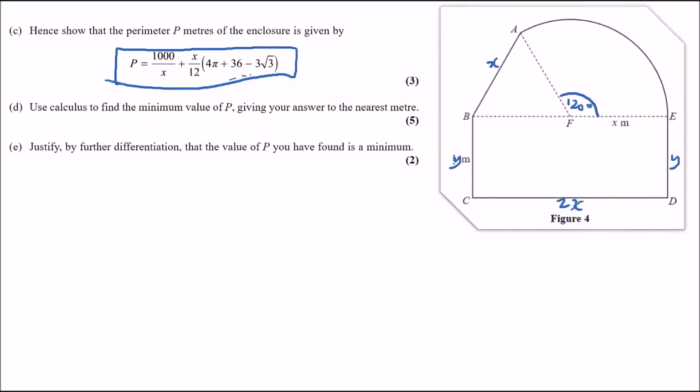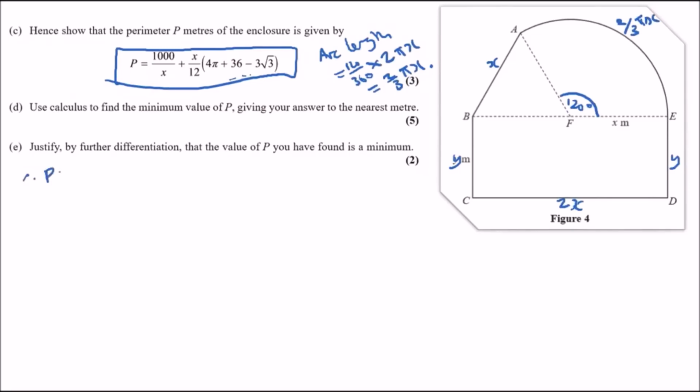To calculate the arc length is quite straightforward. It's simply a fraction of the circumference, and the fraction of the circumference here is 120 degrees over 360 times the circumference, which is 2 pi x. And remember, this was a third, so therefore the arc length is just 2/3 pi x. Easy. So this is 2 over 3 pi x. Cool. Now just add them all up.